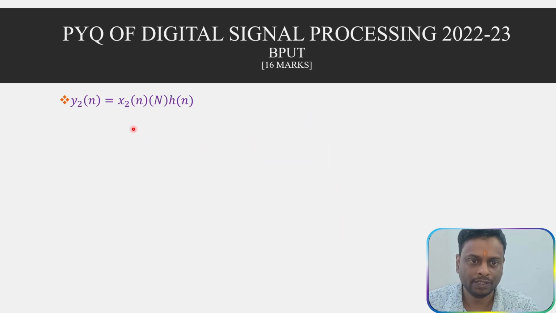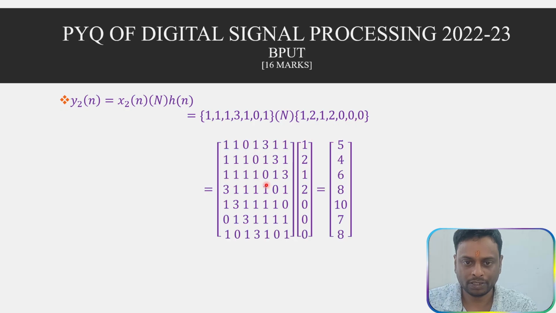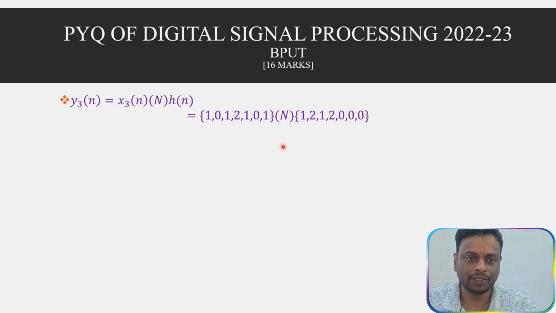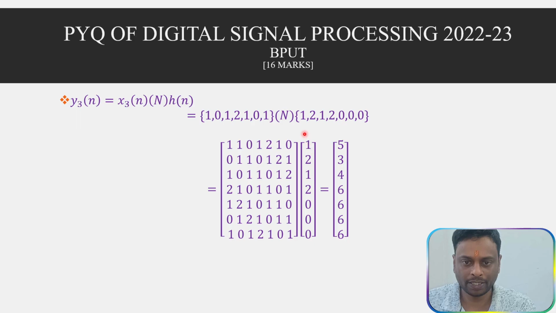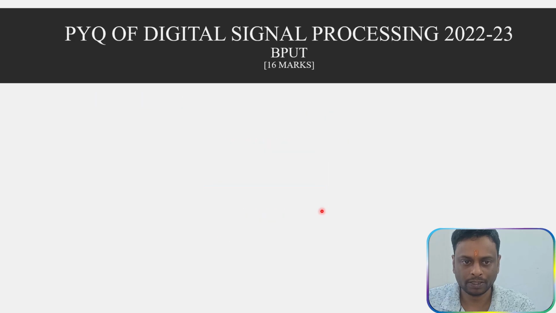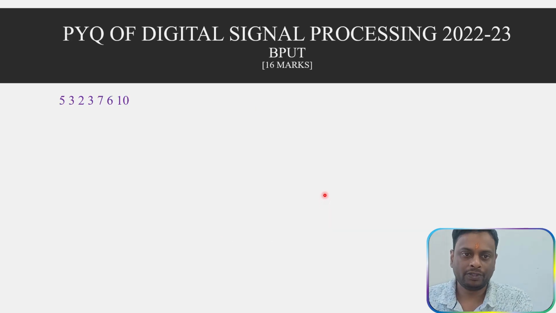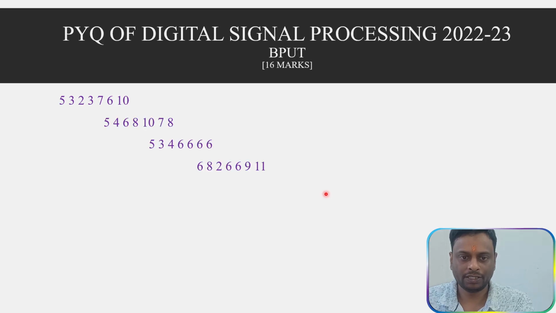Similarly, y2 of n is x2 of n circular convolution with h of n, using the matrix multiplication method. So this is our y2 of n. Similarly, y3 of n is x3 of n circular convolution with h of n. You have to find the circular convolution using the matrix multiplication method. This is our y4 of n. Now y5 of n. So we have calculated all of y1, y2, y3, y4 and y5.